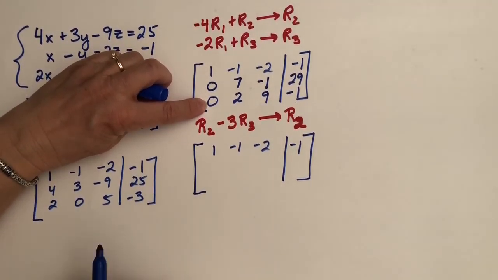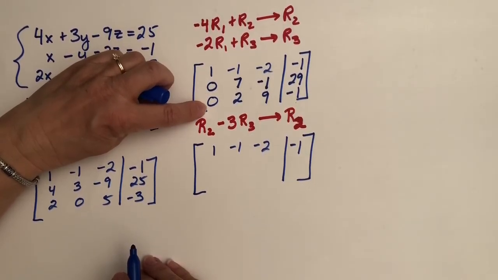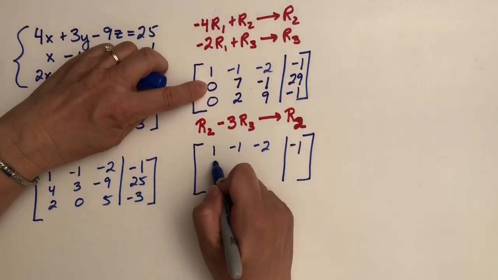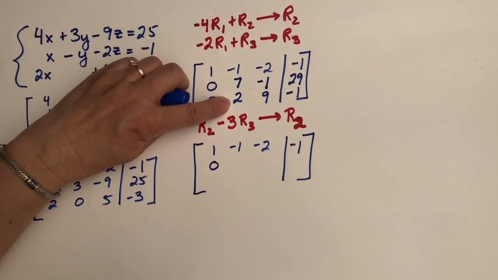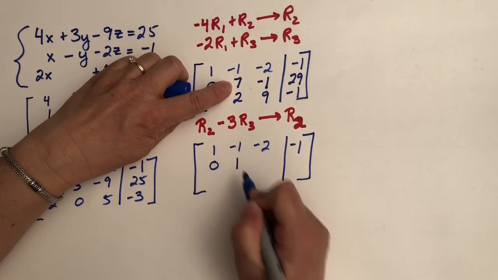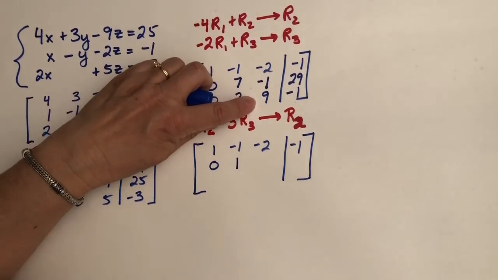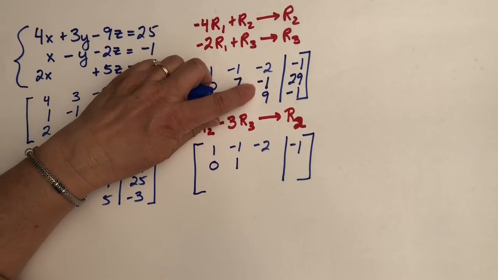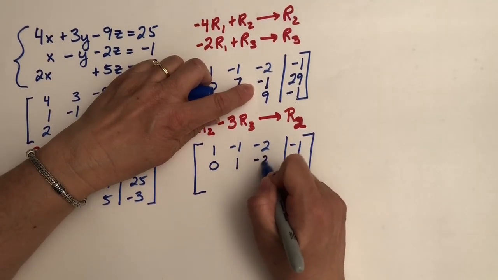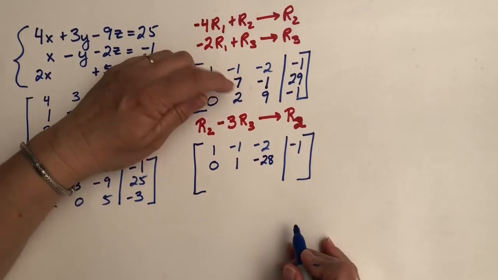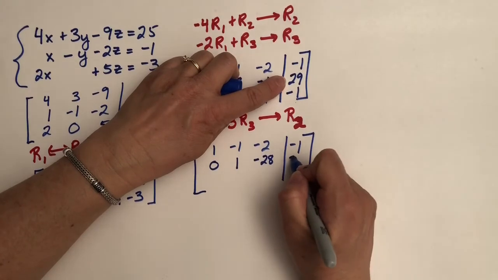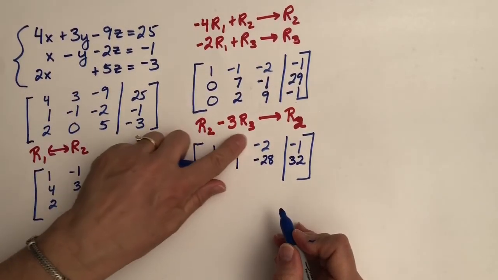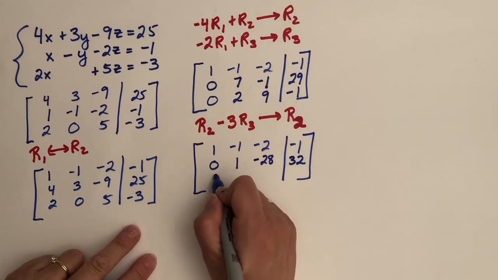So you might think it is a little bit easier if you do negative 3 times this and add in this number. So negative 3 times 0 is 0, plus 0 still gives me the 0. Negative 3 times 2 is negative 6, plus 7 is 1. Negative 3 times 9 is negative 27, plus negative 1 is negative 28. Negative 3 times negative 1 is 3, plus 27 is 32. So that's what we just did. And let's just bring down our third row.